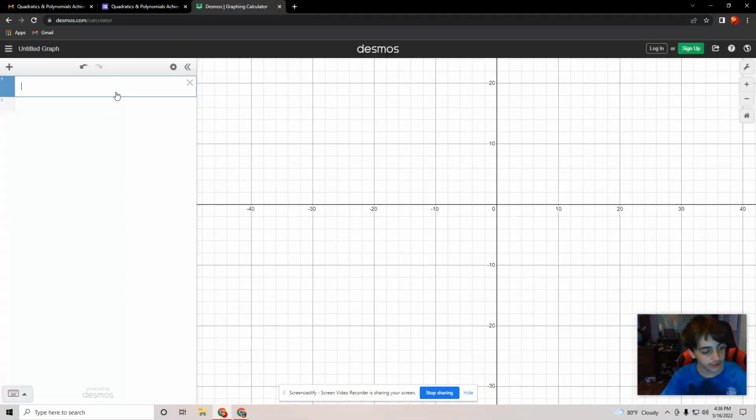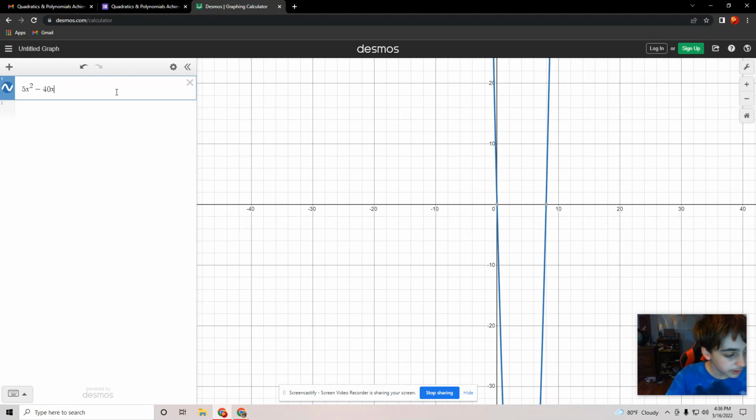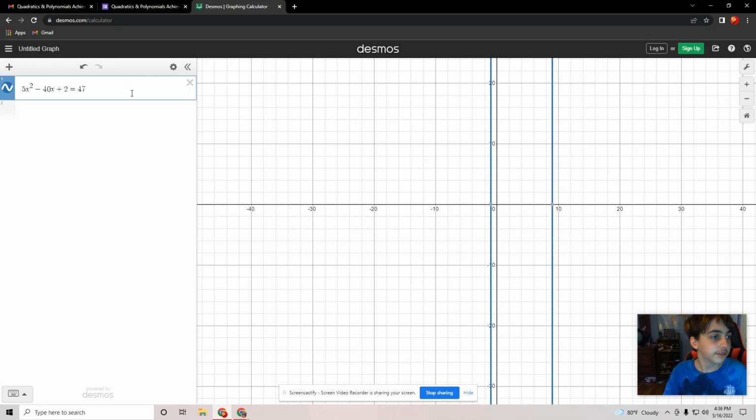I'm gonna walk you through this example one that Mr. Ward has. So we got 5x squared minus 40x plus 2 equals 47. So first step you want to do is you got to isolate the x terms. You see how there's a 2 there? You're going to get rid of that, so you move the 2 over. So you get minus 2 from both sides, and because you minus 2 from both sides, you get 45 there.